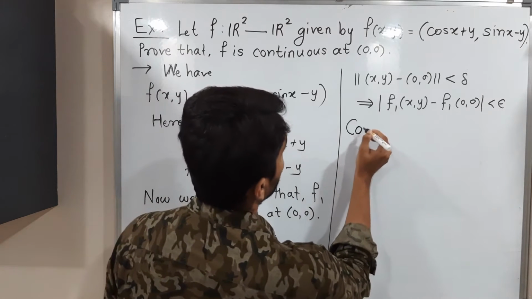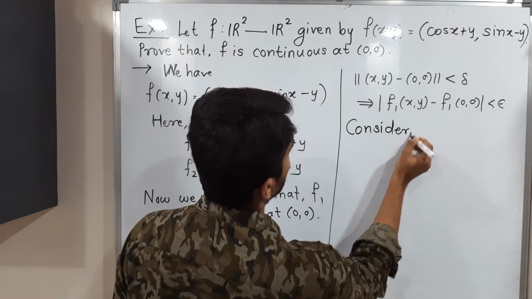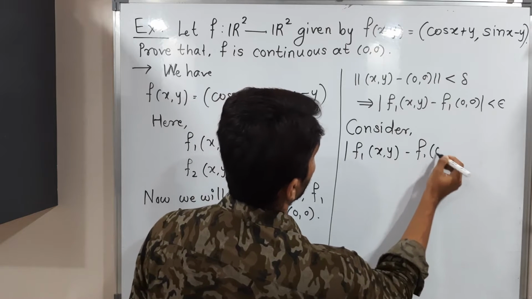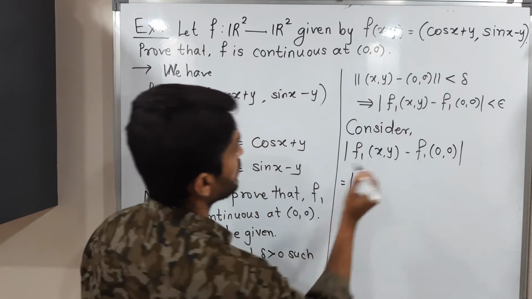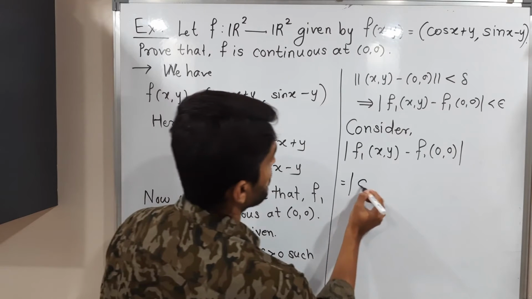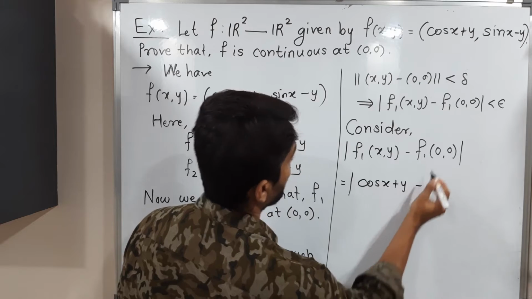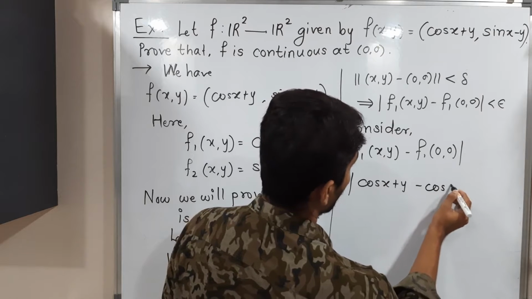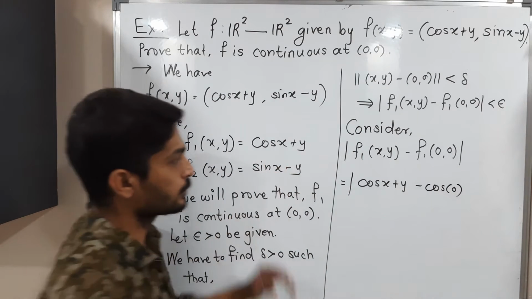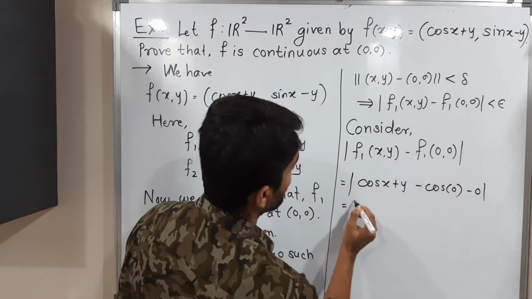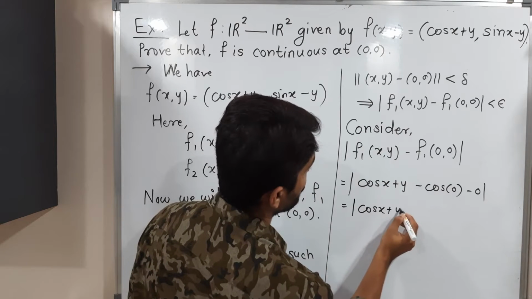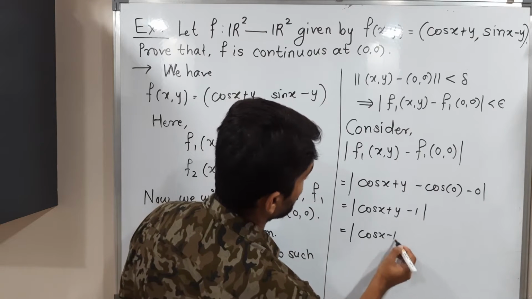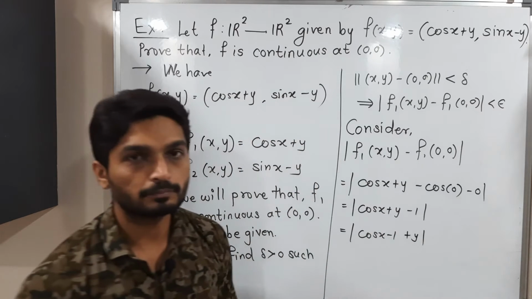So let us consider mod of F1(x, y) minus F1(0, 0). What is my F1(x, y)? It is cos(x + y). So it is cos(x + y) minus F1(0, 0). Here I have to put 0, so it is cos 0 and here y is 0. So this is equal to mod of cos(x + y)... cos 0 is 1, and y is 0. So I will make a pair: cos x minus 1 plus y. I simply interchange them.